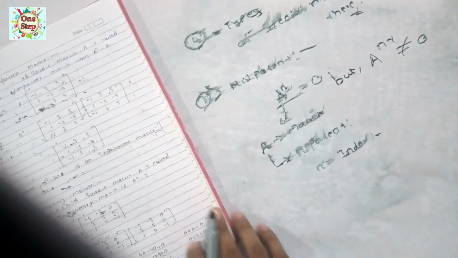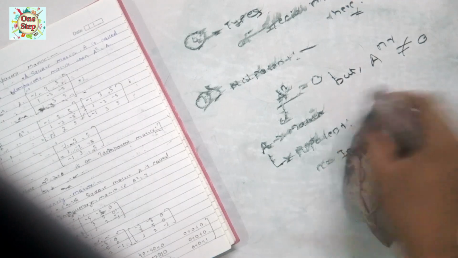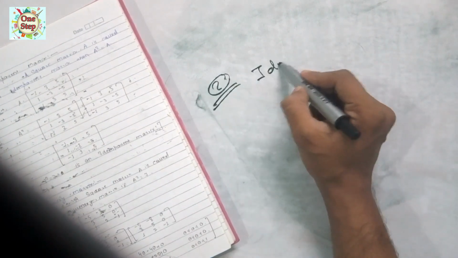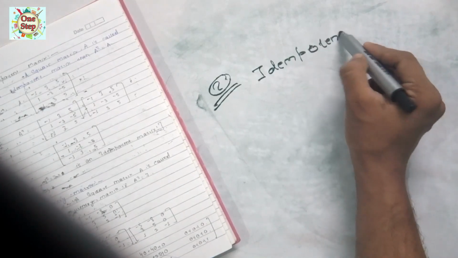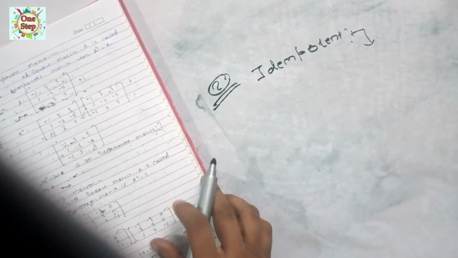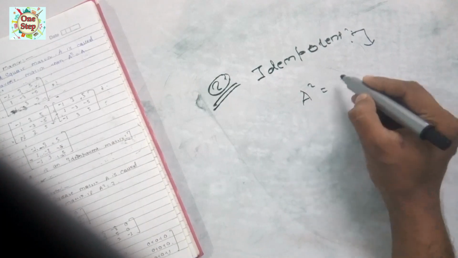Okay, after that we have the idempotent matrix. So what does it mean? Okay, we have to erase this first of all. Now the second is idempotent. So what does it mean actually? It is also a matrix where, if we square any matrix, then it comes out to be the same.